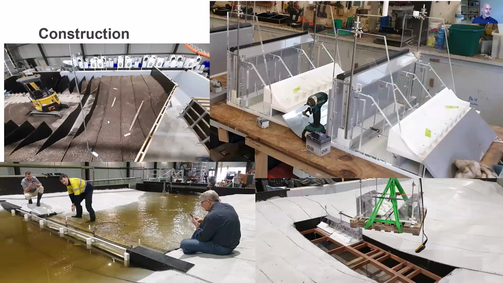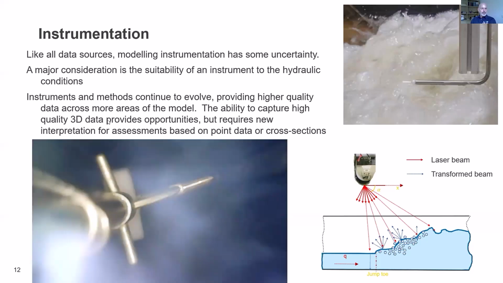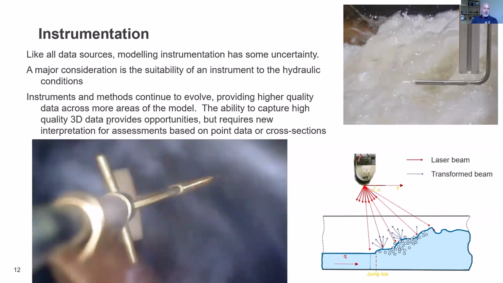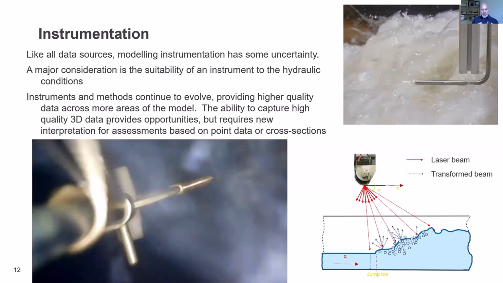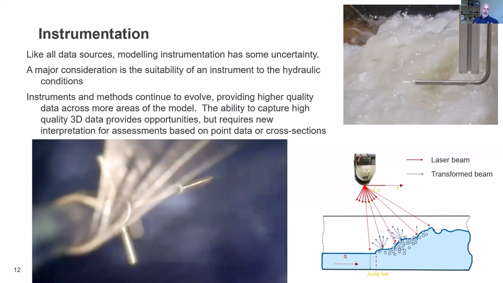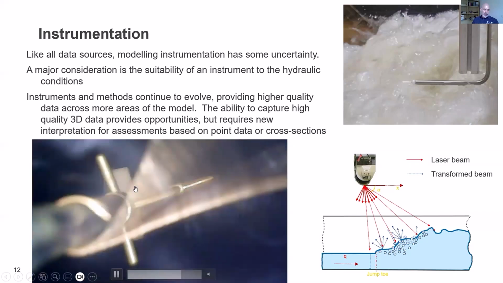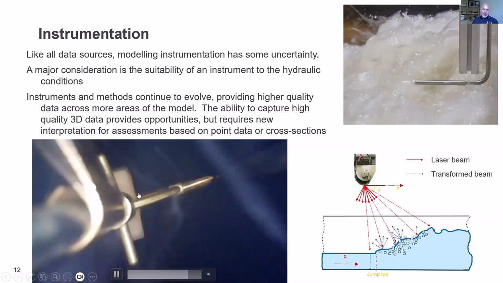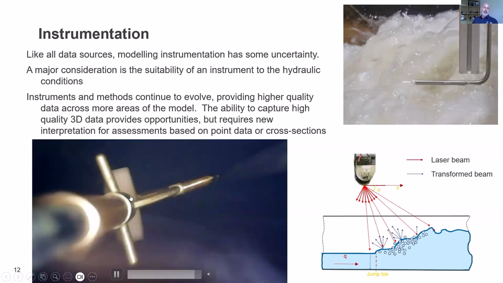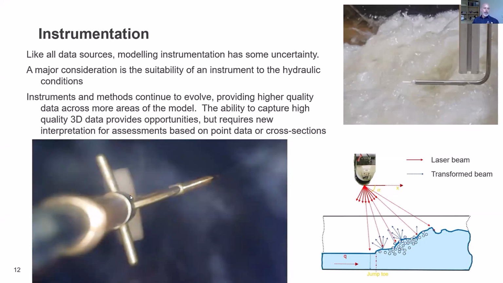I'm just going to skip over construction and touch on instrumentation. One of the key things with instrumentation is that we need to make sure that we fully understand our flow condition before we take a measurement. This is what's called an induction current meter. It's got a little impeller here that spins around. The faster it spins, obviously, the higher the flow.